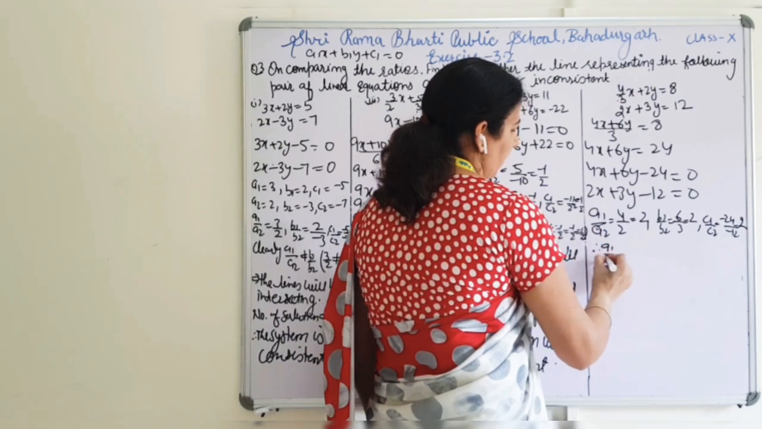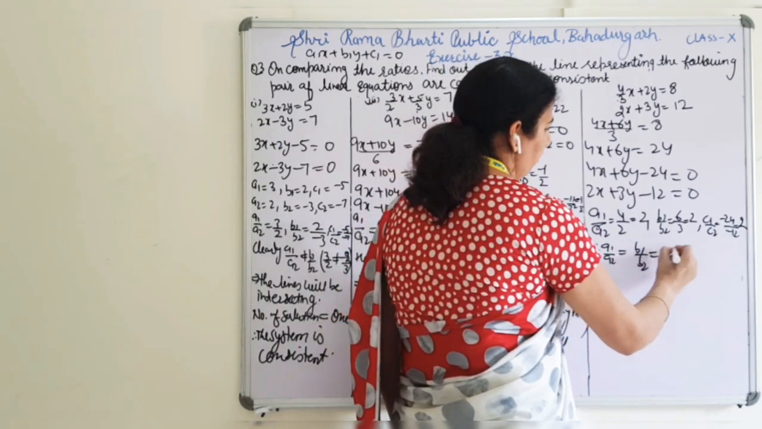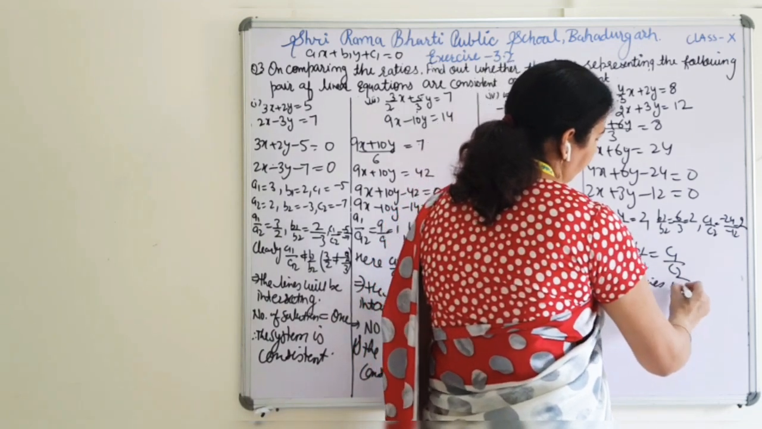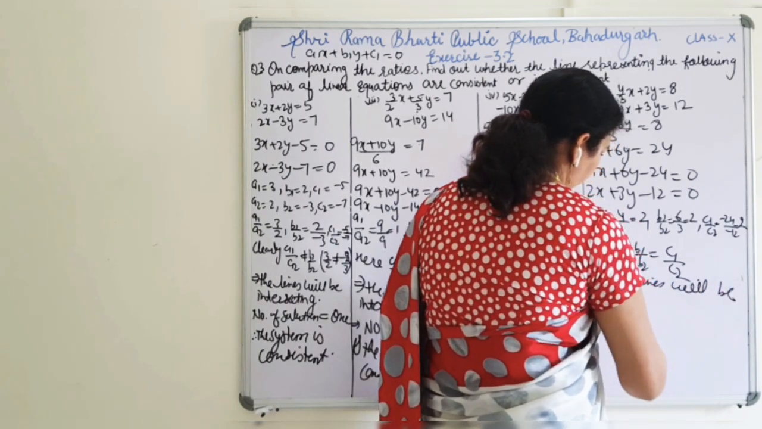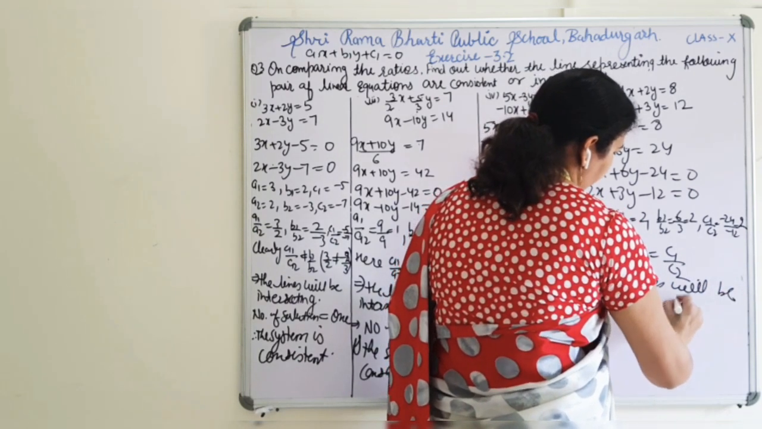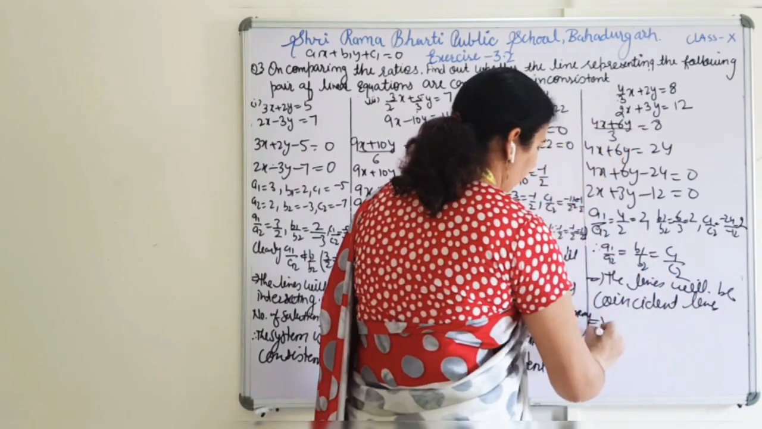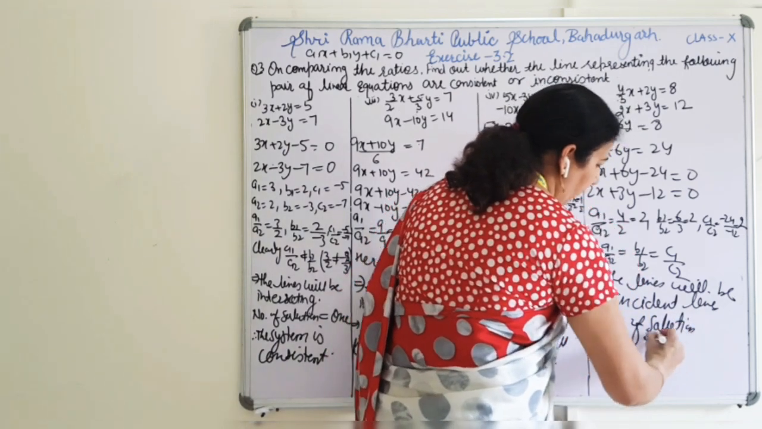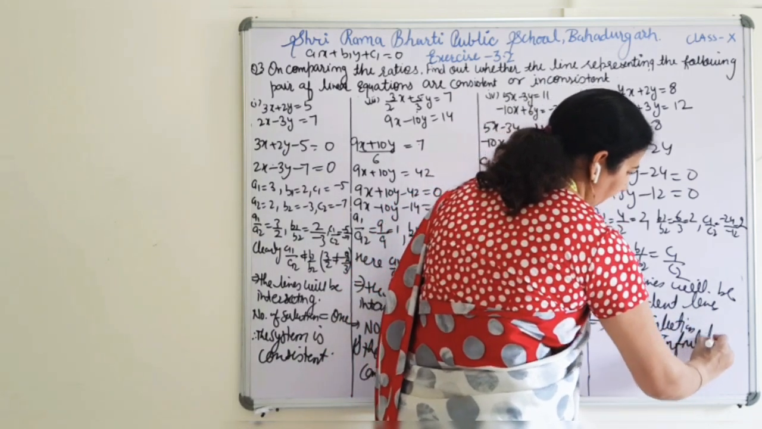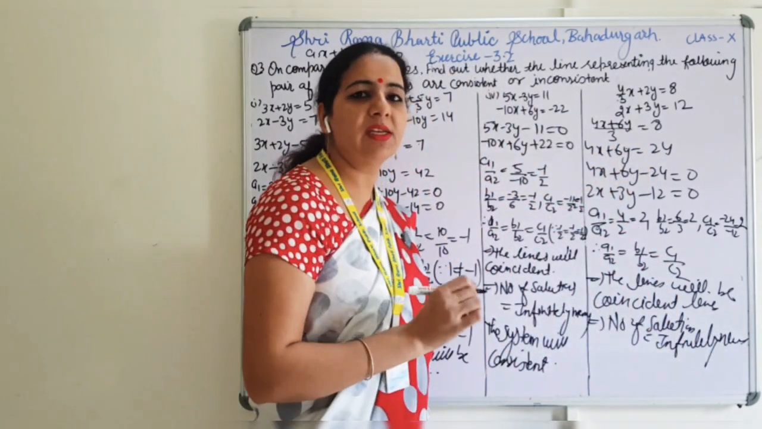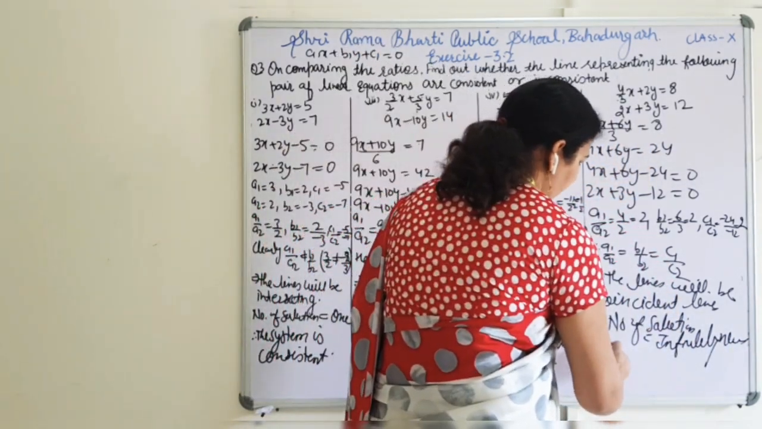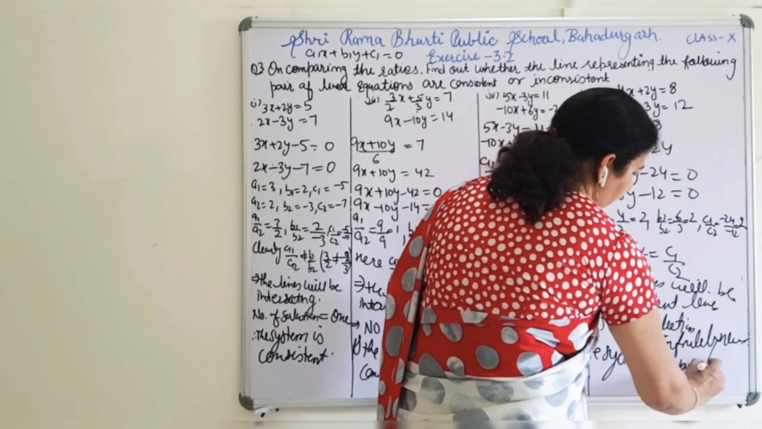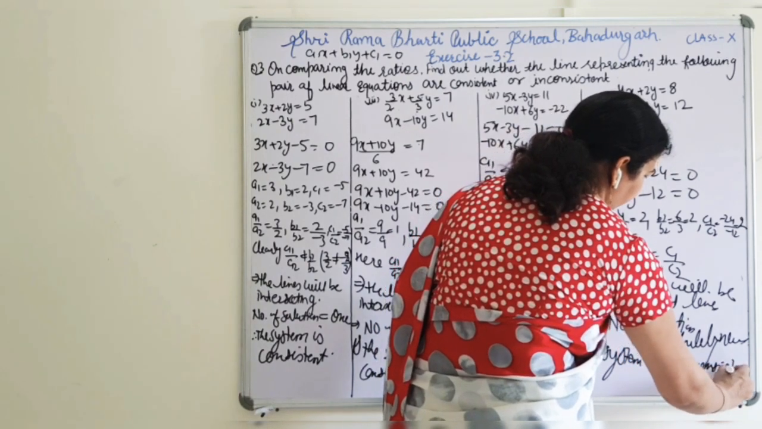So, A1 upon A2 is equal to B1 upon B2 is equal to C1 upon C2. This implies the lines will be coincident lines, and the number of solutions will be infinitely many. And what about the system? The system will be consistent. And system means pair of linear equations.